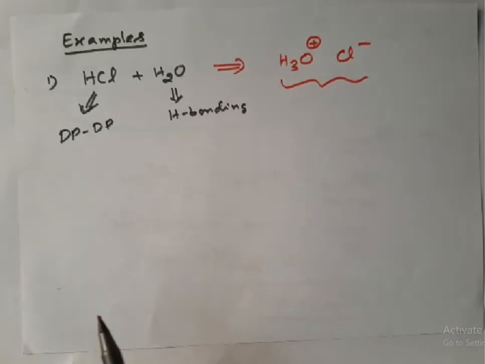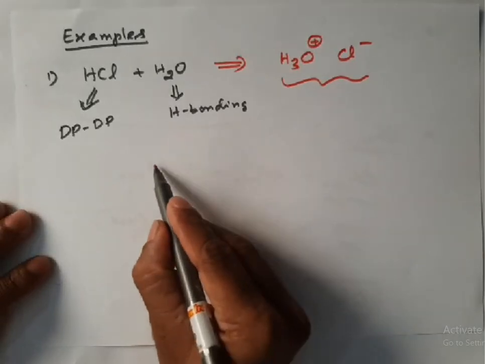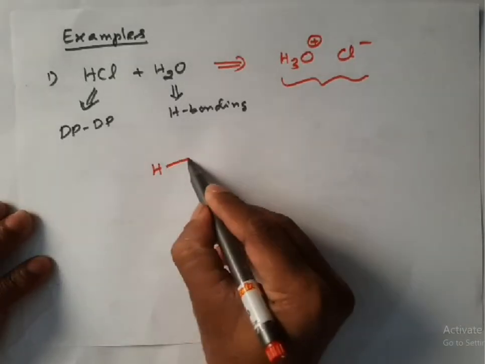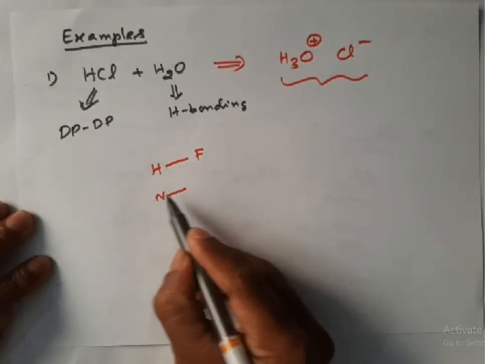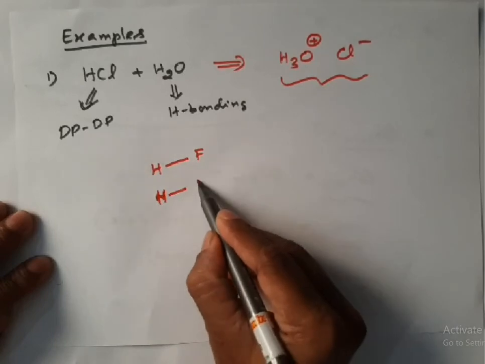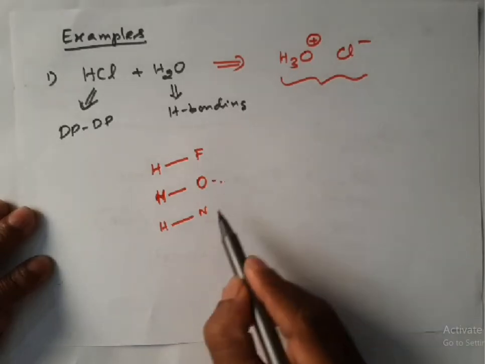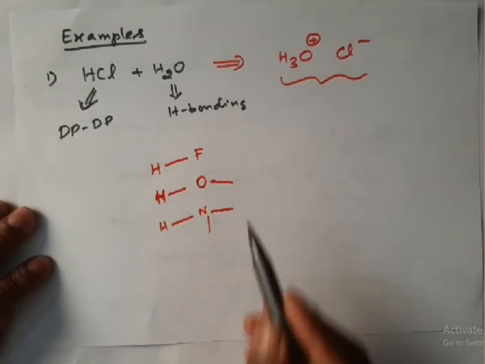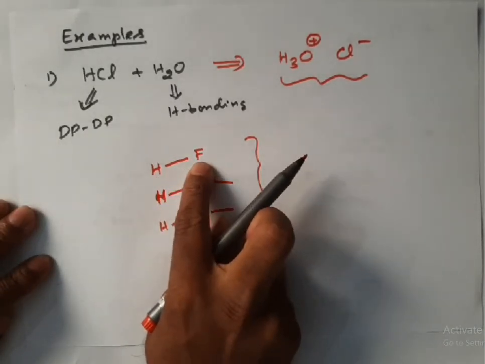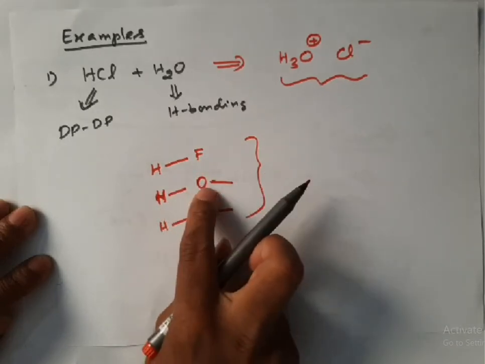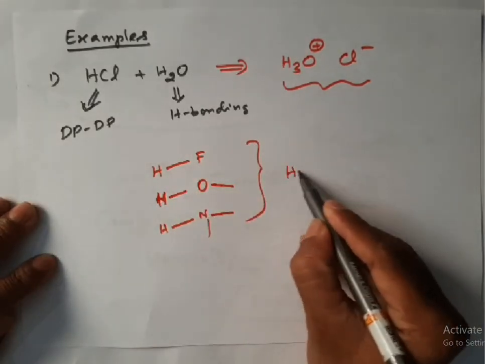For hydrogen bonding, anyway we are going to discuss this, but no problem, I will tell you how to do that. Listen, whenever hydrogen is attached to a more electronegative element like fluorine, or hydrogen attached to oxygen, or hydrogen directly attached to nitrogen, right? Students, observe this carefully. Whenever hydrogen is attached to a more electronegative element like fluorine, oxygen, or nitrogen, those molecules show hydrogen bonding.